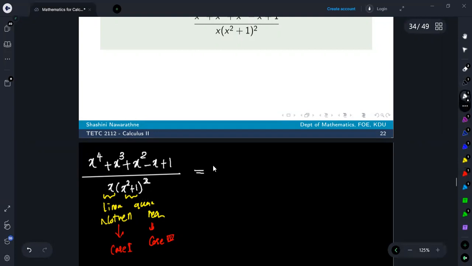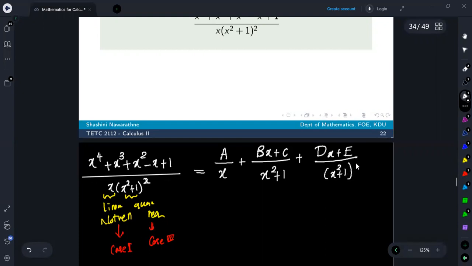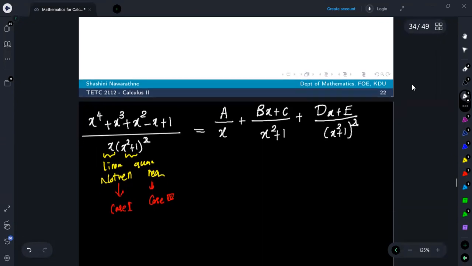So we are going to write the expression to obtain each factor. Since the first factor follows case 1, we can write A over x. And the second follows case 4. We need to write (Bx + C) over (x^2 + 1)^1 and (Dx + E) over (x^2 + 1)^2. So this is the way of obtaining this expression.